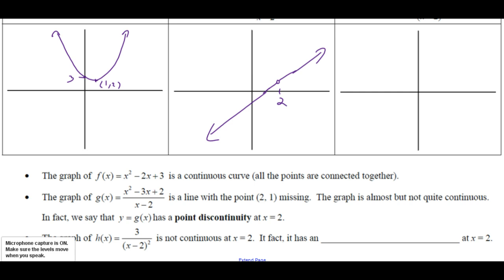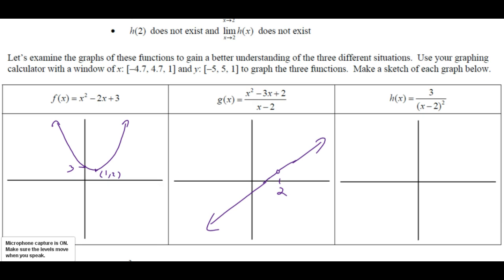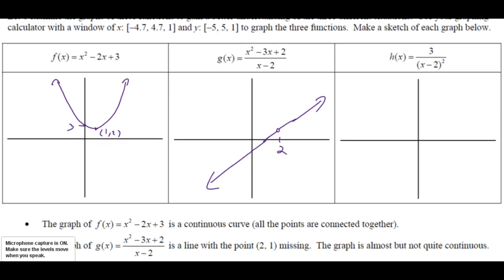The graph is almost but not quite continuous. In fact, we say that y equals g of x has a point discontinuity. Right? I'm pretty sure you saw those last year, right? So we have a point discontinuity at x equals 2 because we know that if x were 2, you'd be dividing by 0. Okay, and h, 3 over x minus 2 squared.